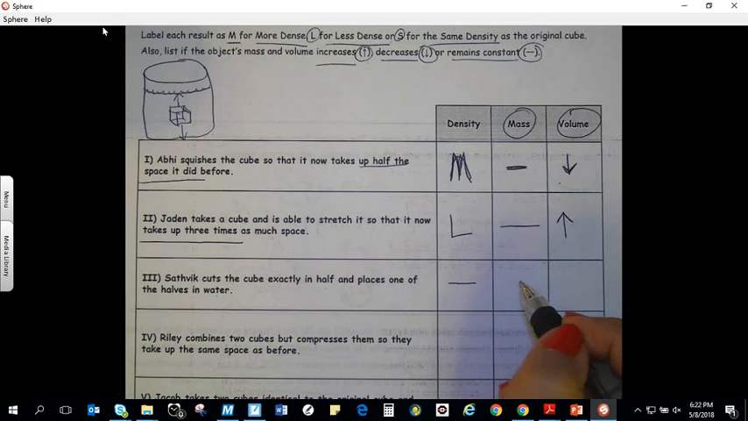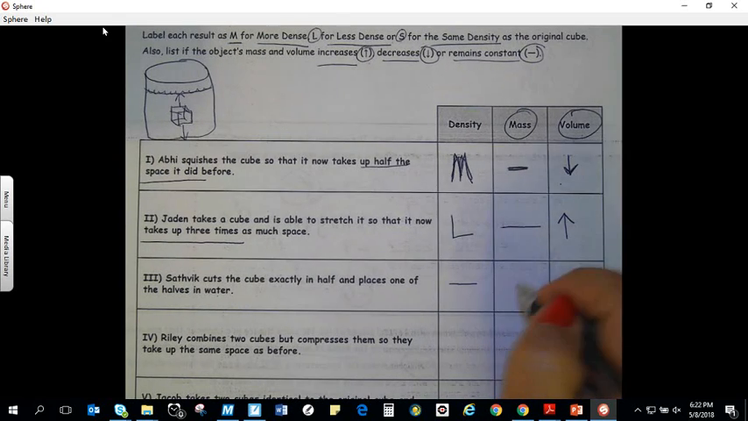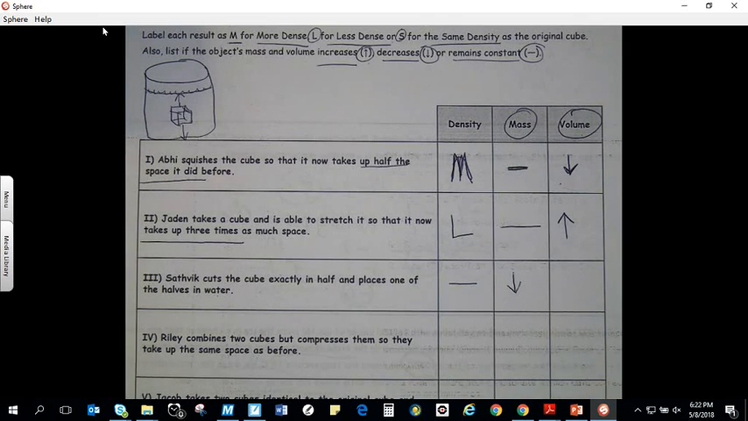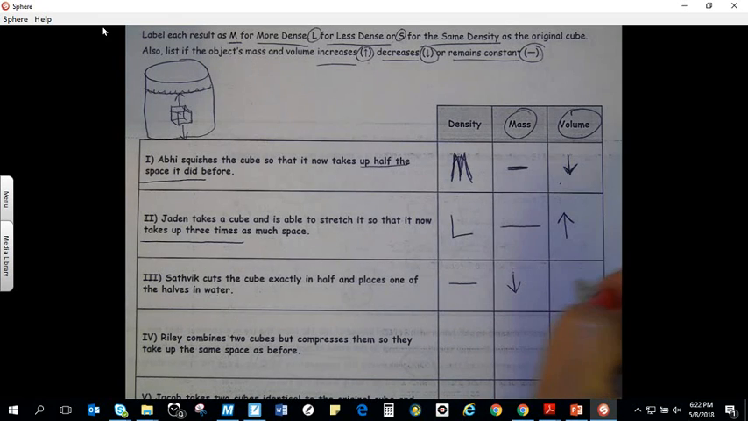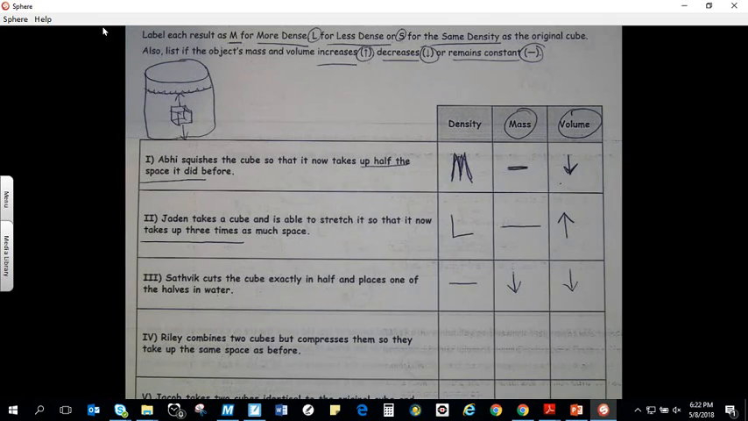The mass itself, though, decreased because you only have half of the cube, only half of the stuff. And the volume itself also decreased because you took half of the capacity away.